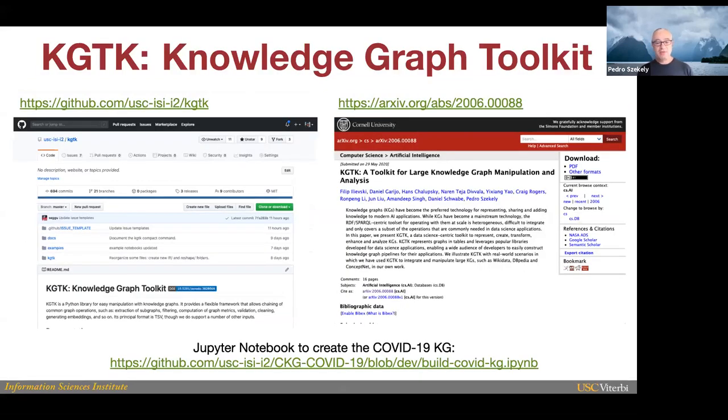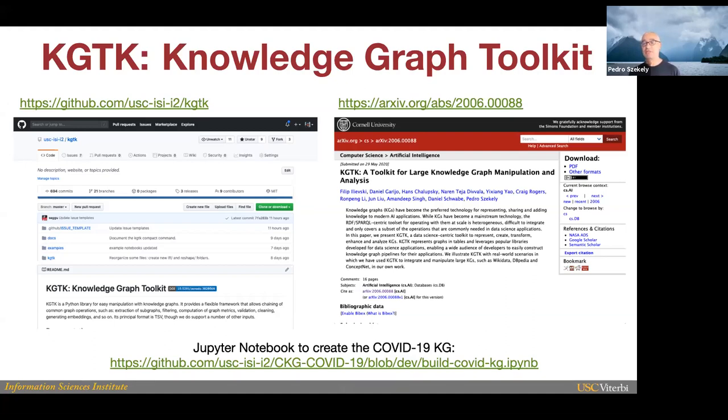I also want to plug our own toolkit for knowledge graphs called KGTK, which we used to build the knowledge graph. It's also available on GitHub. We just published an arXiv preprint describing the toolkit. And we have a Jupyter notebook that can recreate our knowledge graph starting from our KGTK file of Wikidata and the files that we get from the Blender lab.